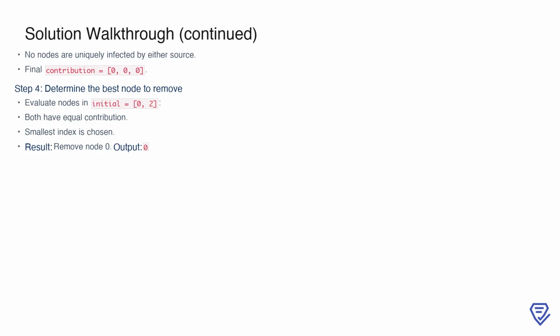To minimize the spread, we must choose the node with the smallest index from the initial list, as both nodes have equal contributions. Therefore, the node to remove is 0, and the output is 0.